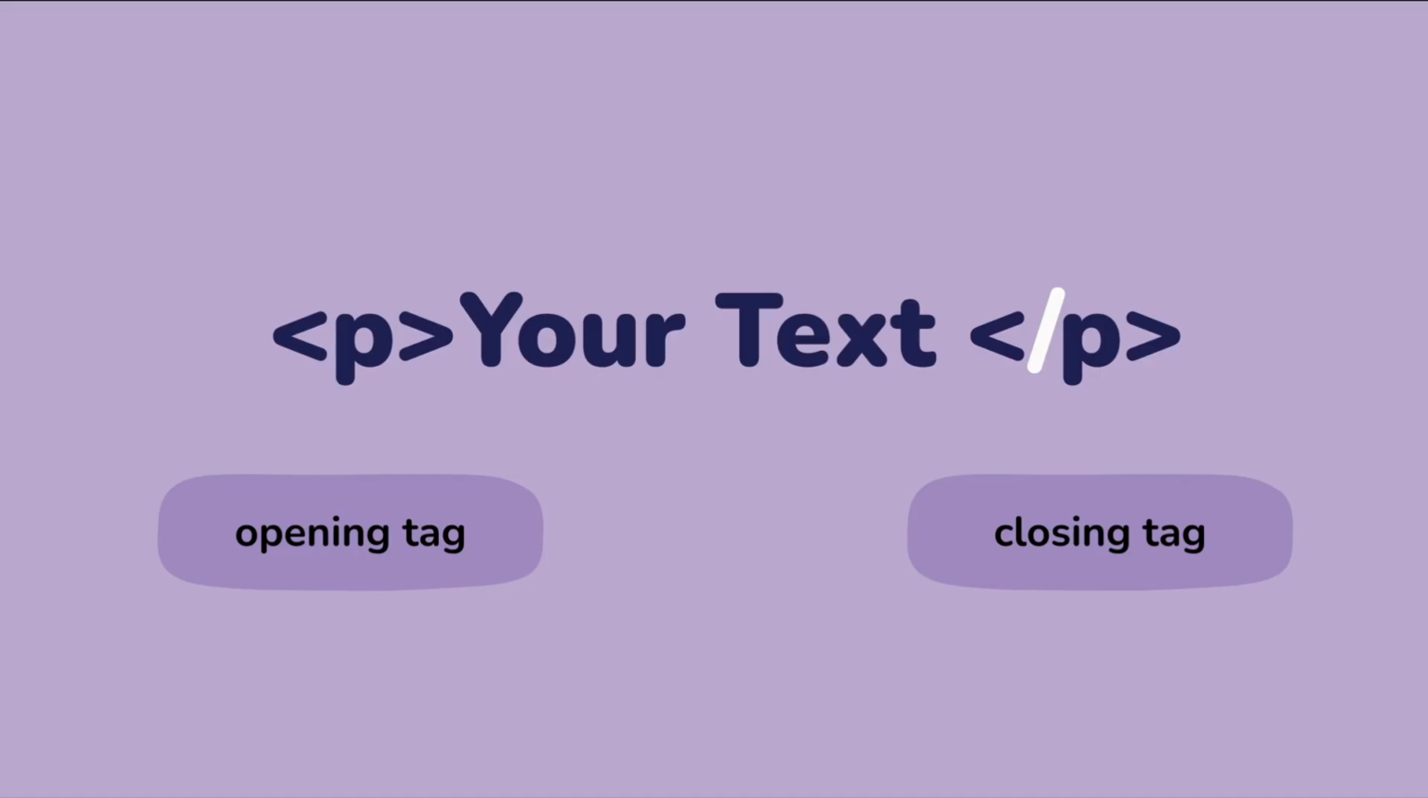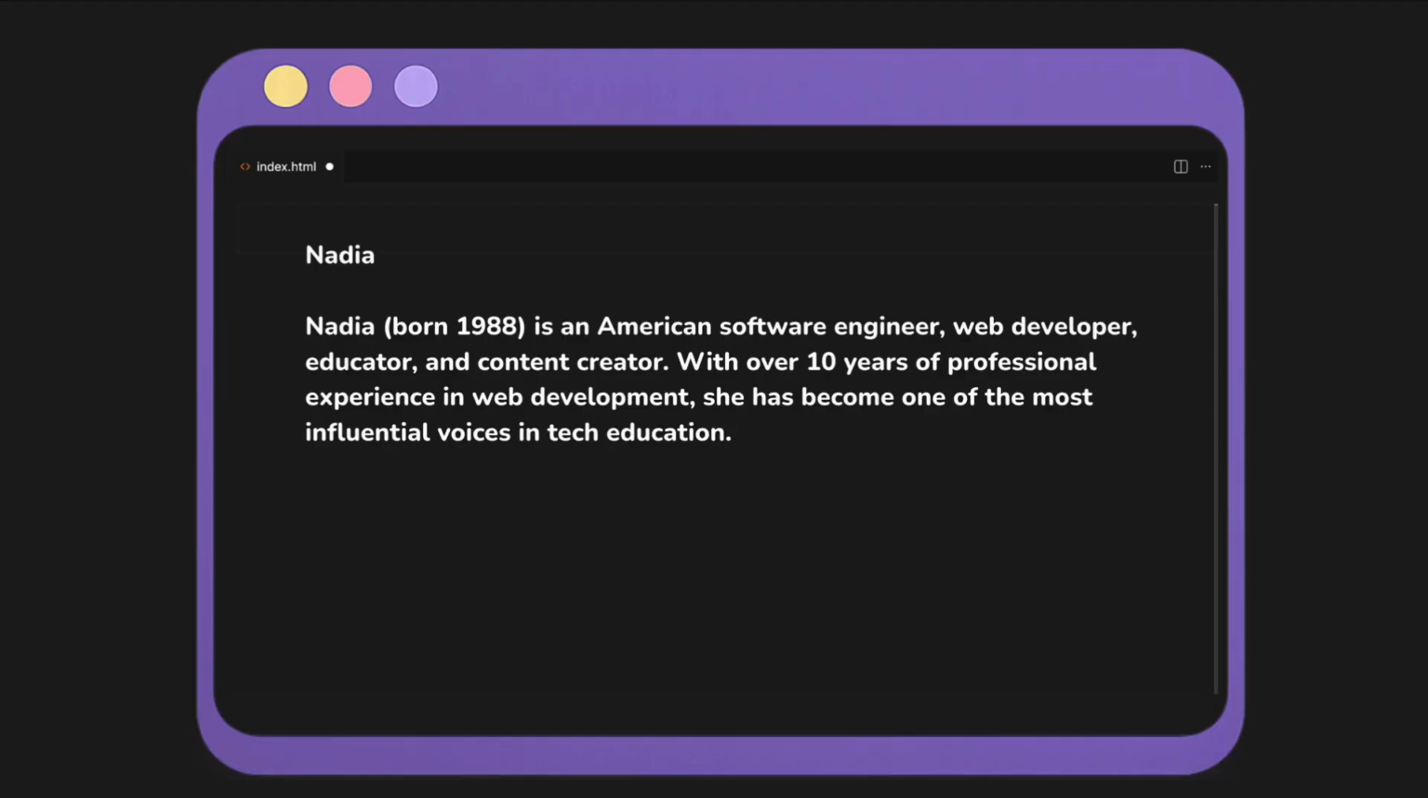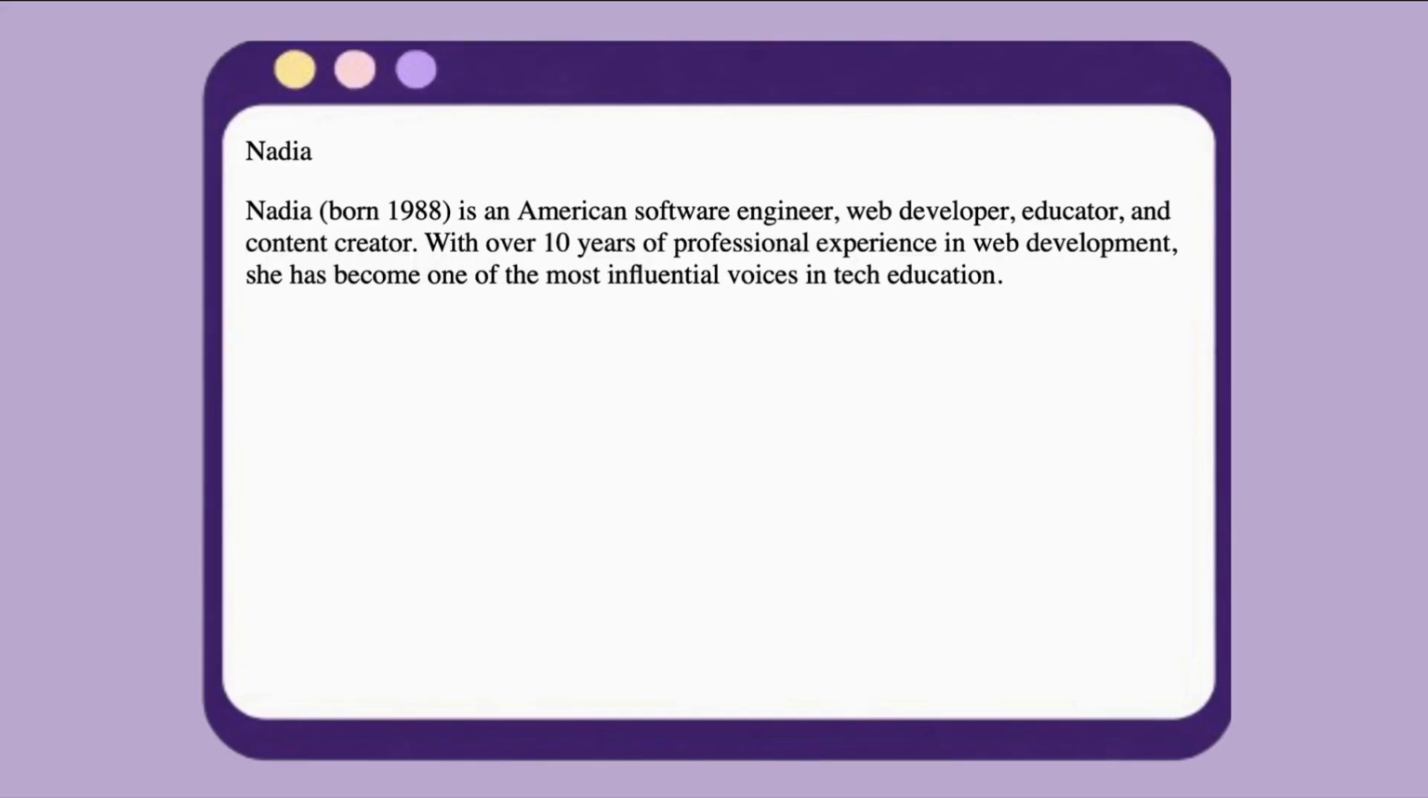So when the browser reads this, it understands that everything between the opening P tag and the closing P tag is one paragraph. That is how it knows where the paragraph starts and where the paragraph ends. Let's wrap our paragraph in the P tag. Now, if we look at this in the browser, the paragraph starts on a new line and it looks the way a paragraph normally looks, like something you'd see in a book or in an article. It's grouped together as one clear section of text.